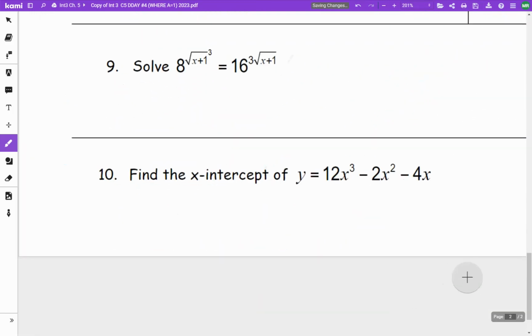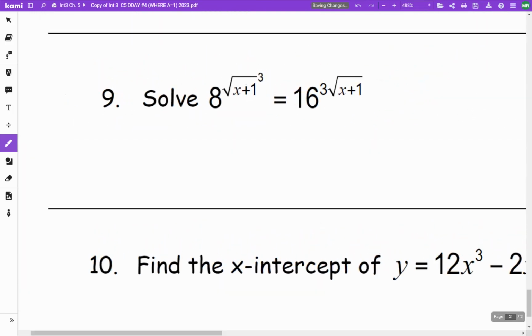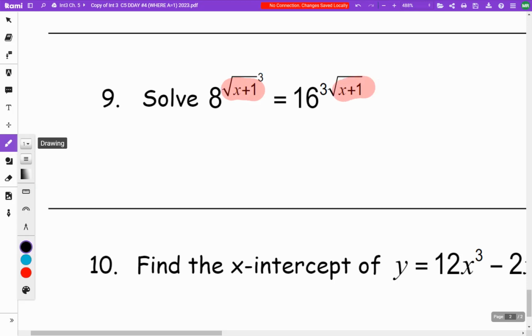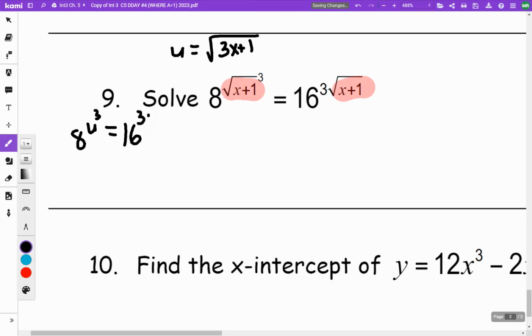Now on number 9, okay. So on this problem, I noticed that both of these have a square root of 3x plus 1. So I'm going to let u equal the square root of 3x plus 1. And then I'm going to rewrite these. So I'm going to write 8^(u³) equals 16^(3u). I'm going to get both of these to be the same base, which is going to be a 2.